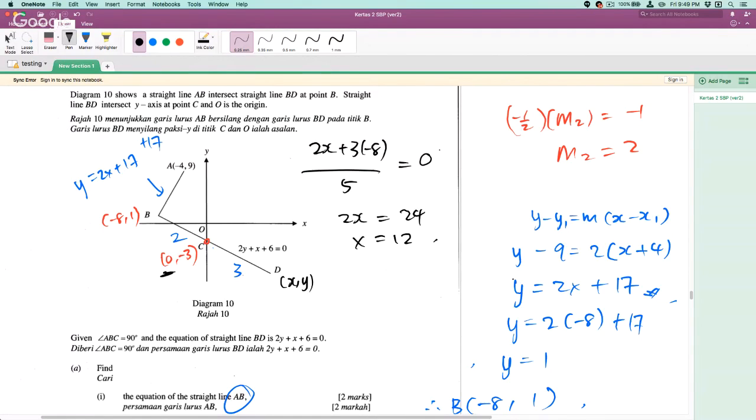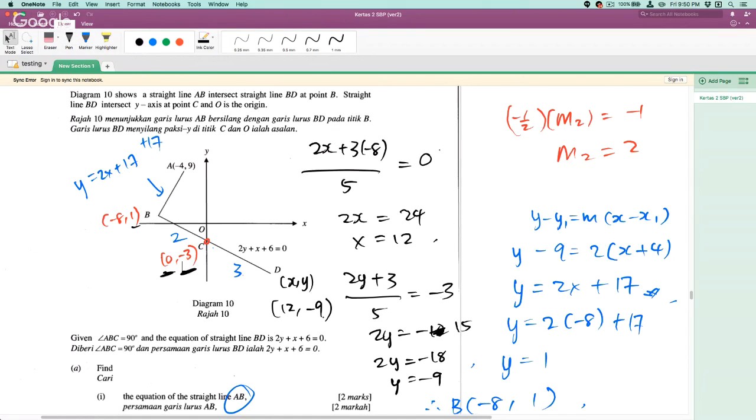All right, then I will do the same thing for y. 2 has to multiply the further one, so it will be 2y plus 3 times 1, so plus 3, over 2 plus 3, which is 5, equals the second coordinate, -3, because we are doing the y here. So 2y equals -15, -18. So y equals -9. Therefore, our coordinate D itself is 12 and -9.